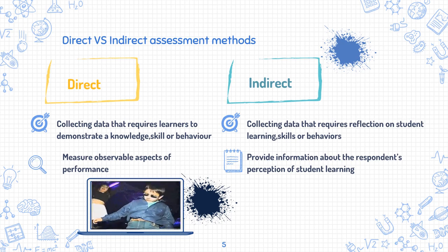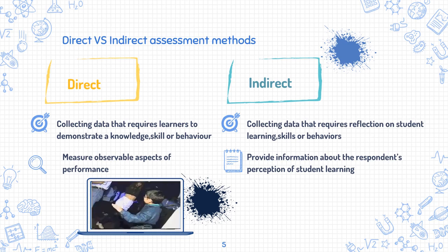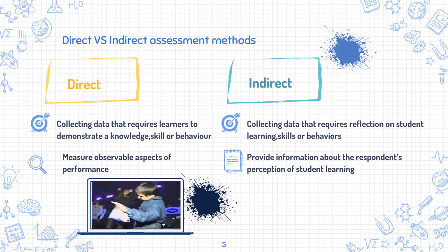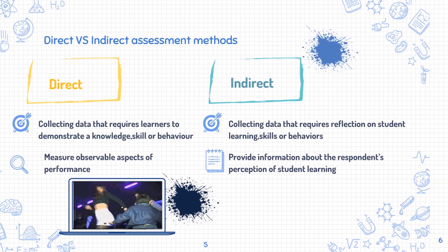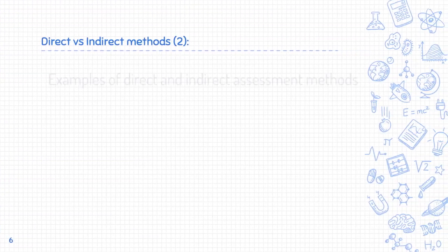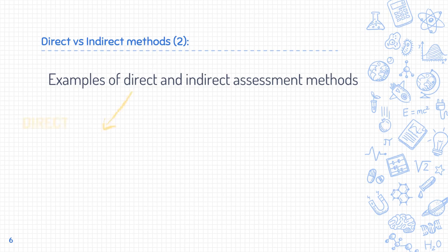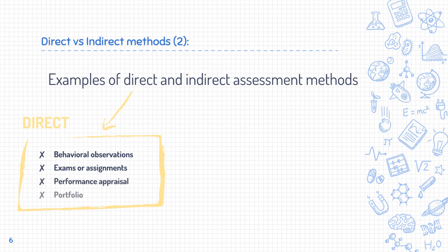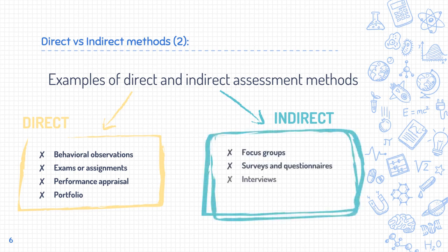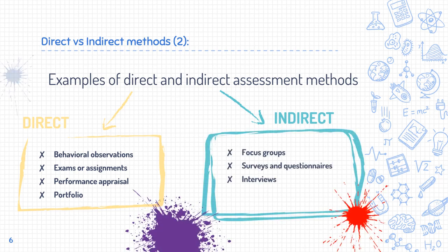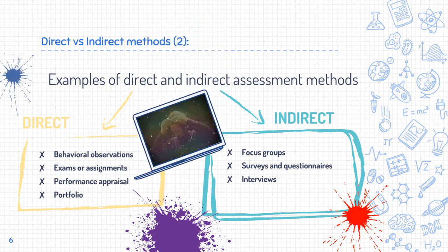Indirect methods assess an opinion, belief or attitude. They focus on collecting data that requires reflection on student learning, skills or behaviors rather than a demonstration of it. Direct assessment methods could be behavioral observations, exams or assignments, performance appraisal, portfolio, whereas indirect assessment methods could be focus groups, surveys and questionnaires or interviews. There are many other types of direct and indirect assessment methods.